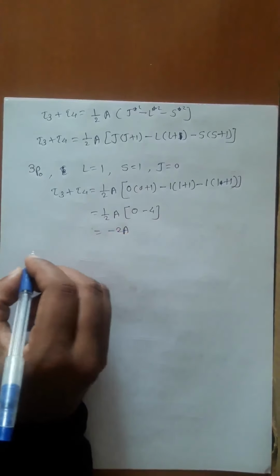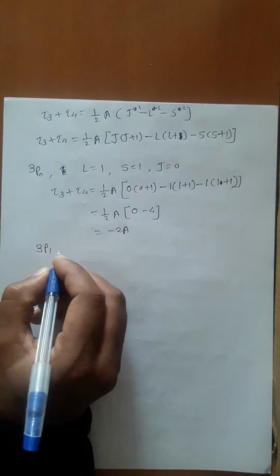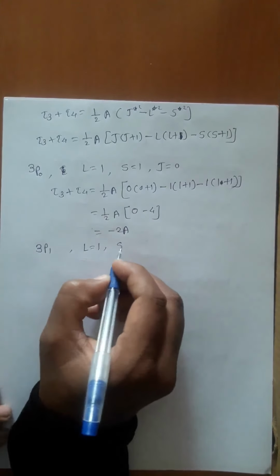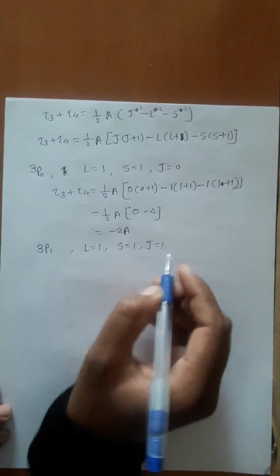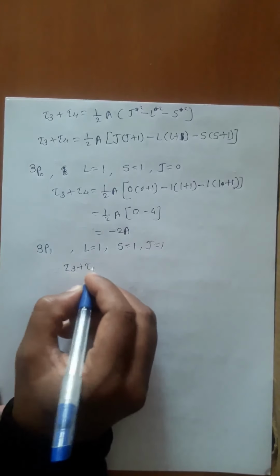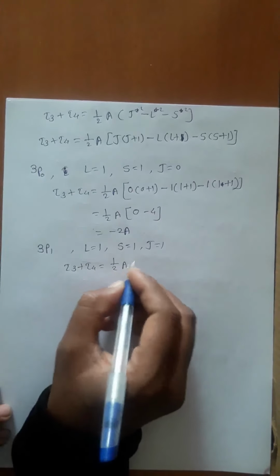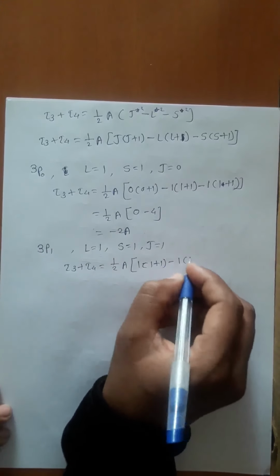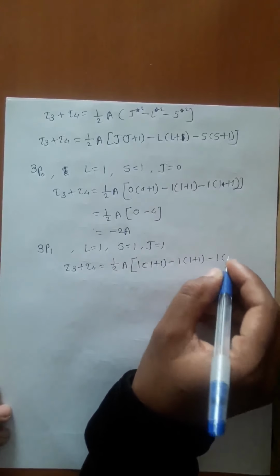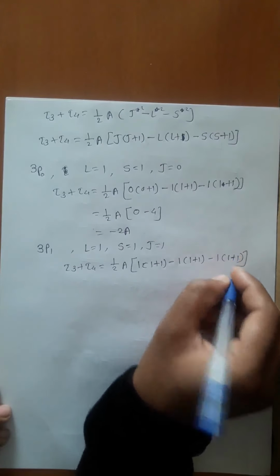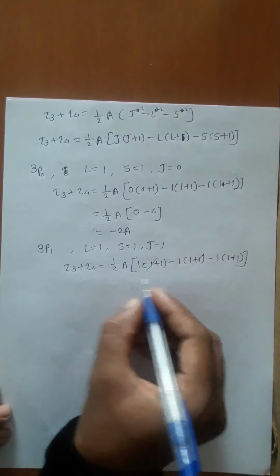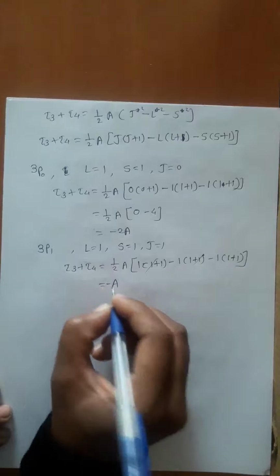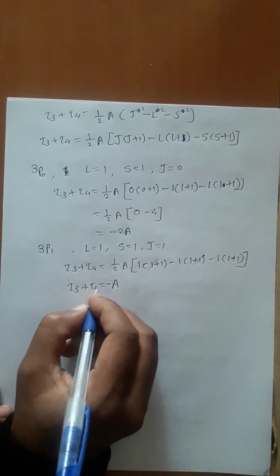For the 3P1 term, l is equal to 1, s is equal to 1 and j is equal to 1. Therefore tau 3 plus tau 4 is equal to 1/2 a into [1 into 1 plus 1 minus 1 into 1 plus 1 minus 1 into 1 plus 1]. The minus 2 and minus 2 get cancelled here, therefore this is minus a.